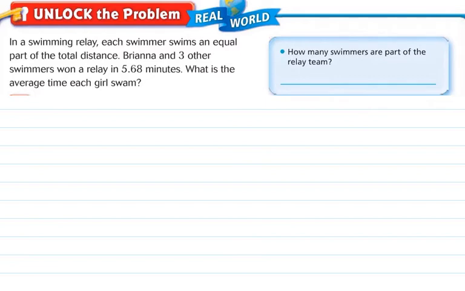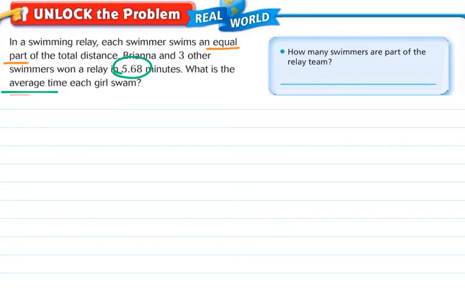So your purpose for learning at the end of the lesson, you want to be able to say, I can divide decimals by whole numbers. So let's start off at the top of the problem. In a swimming relay, each swimmer swims an equal part of the total distance. Brianna and 3 other swimmers won a relay in 5.68 minutes. What is the average time each girl swam?